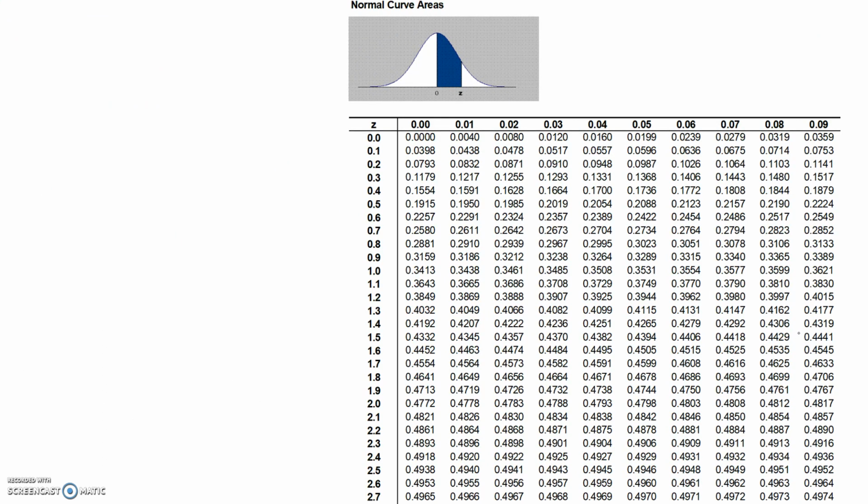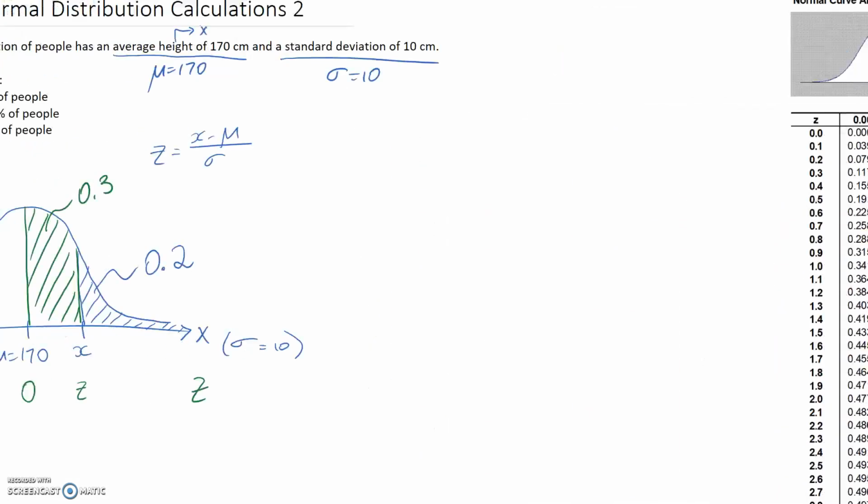So scanning through this, I think the numbers get smaller as you move to the left and smaller as you move up. So we're looking for the closest value to 0.3. I think this is pretty much as close as we're going to get. So that means that the z-score that corresponds is going to be 0.8, and the next decimal is 4, so 0.84.